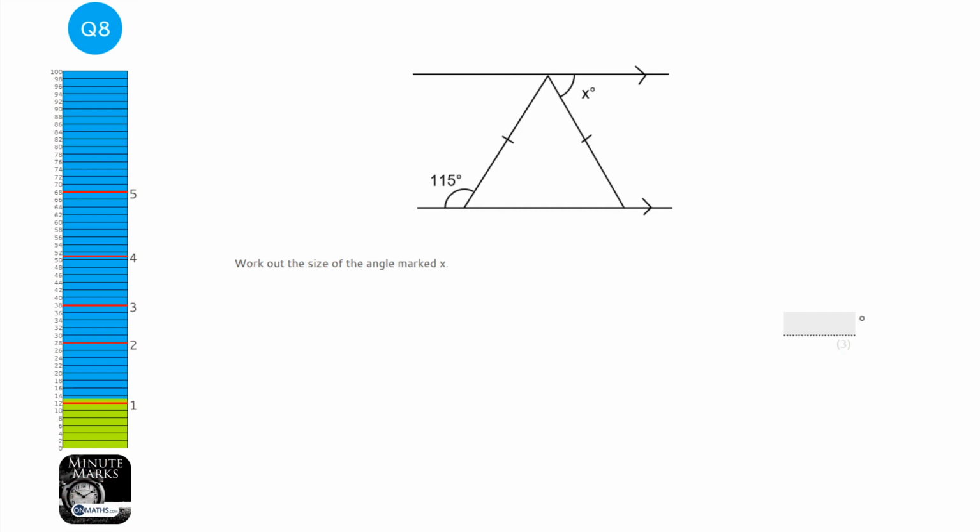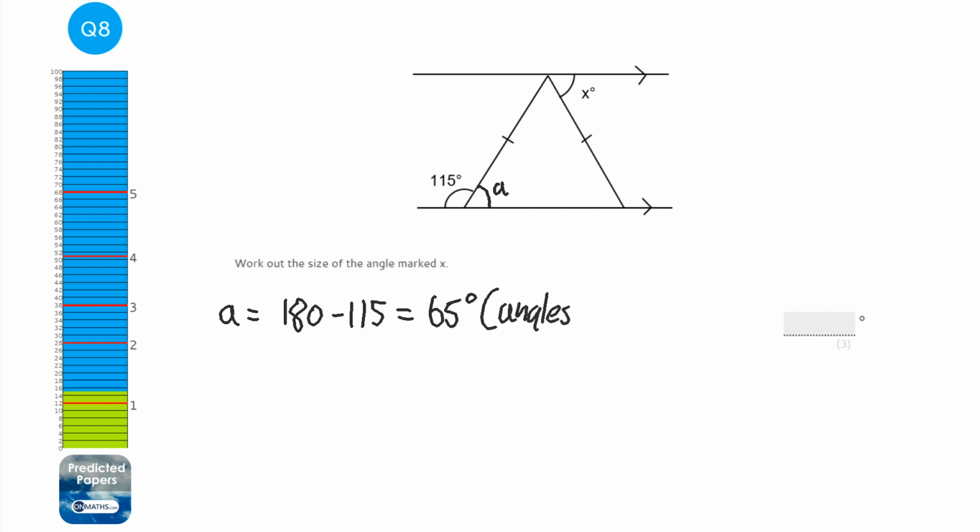This question doesn't ask you to show the reasons for your working out, however most of the questions will, so let's try and make sure we write down some reasons as we go. The first one I'd go for is this one here, which I'm going to call A. Now I know that A is 180 take away 115, so 180 take away 100 is 80, take away 15 is 65 degrees, and the reason is it's angles on a straight line.